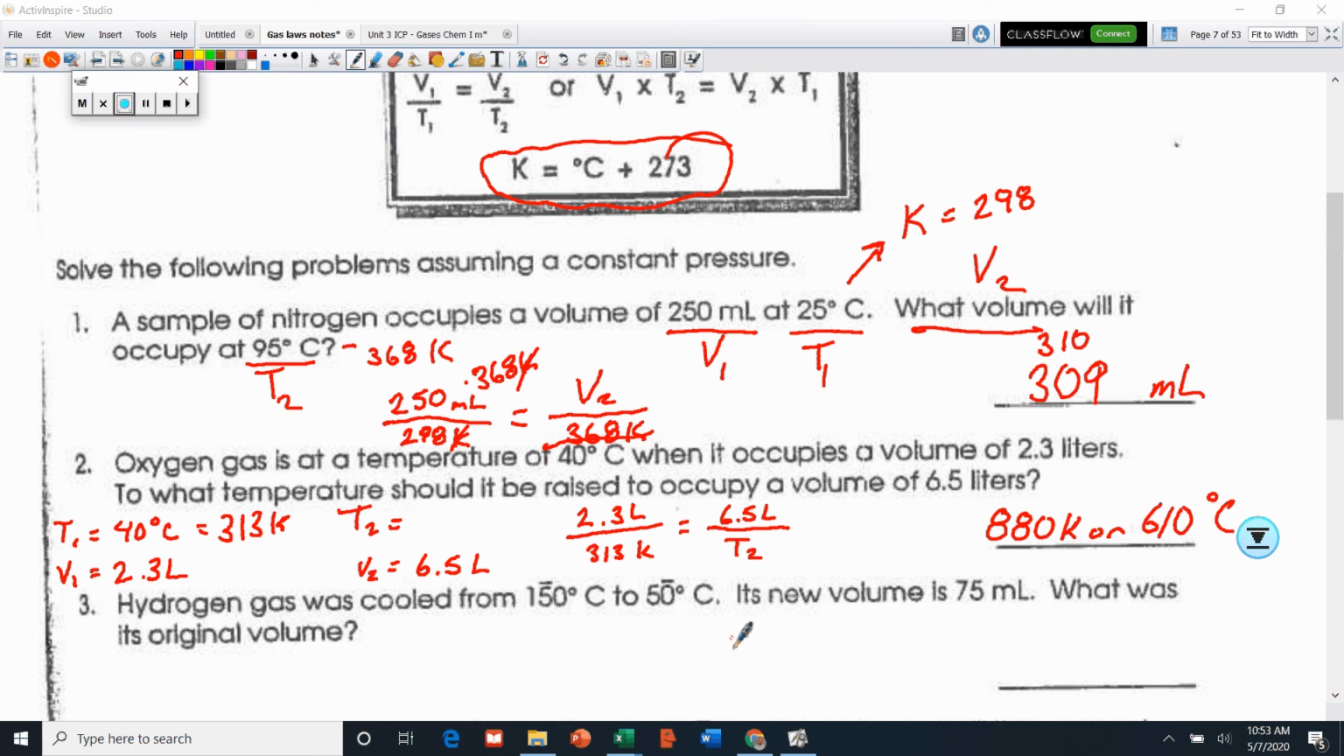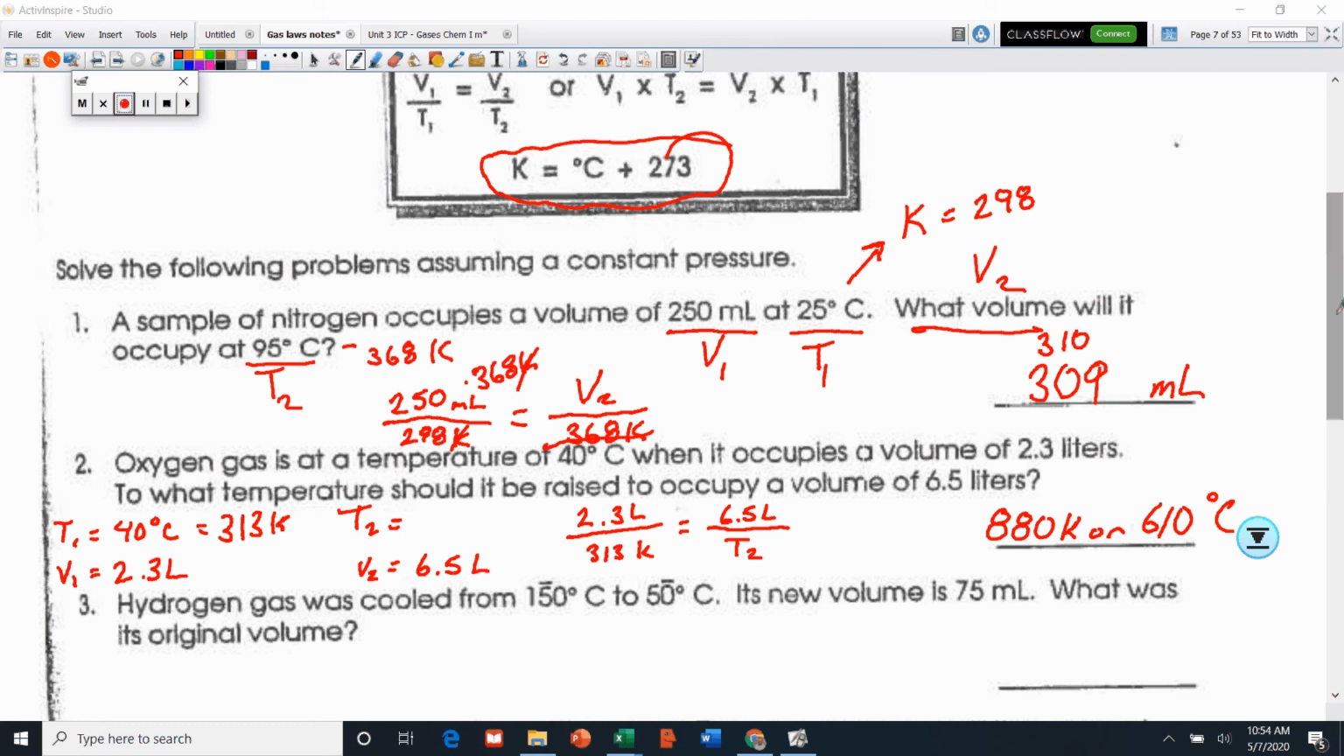One way to look at it is we're increasing the volume by a factor of 2.8. So that means that we have to increase the temperature by a factor of 2.8. So 2.8 times 313 gives us the new temperature of 876, which is 880. And then if you convert that back to Celsius, it's 610, subtract 273 from that. All right.